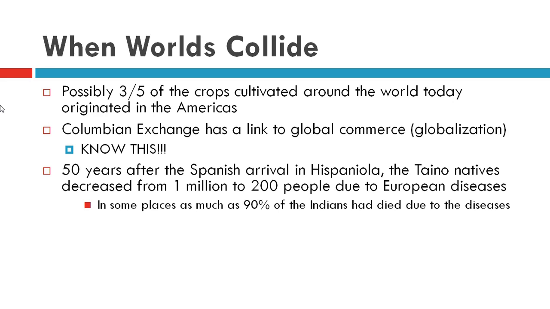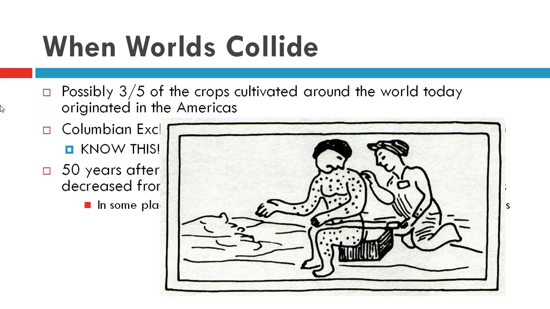About 50 years after the Spanish arrival in Hispaniola, the Taino natives had decreased from 1 million people to roughly 200 people due to European diseases, and it's estimated that in some places as much as 90% of the Indian population had died due to diseases, such as smallpox, as you can see here.